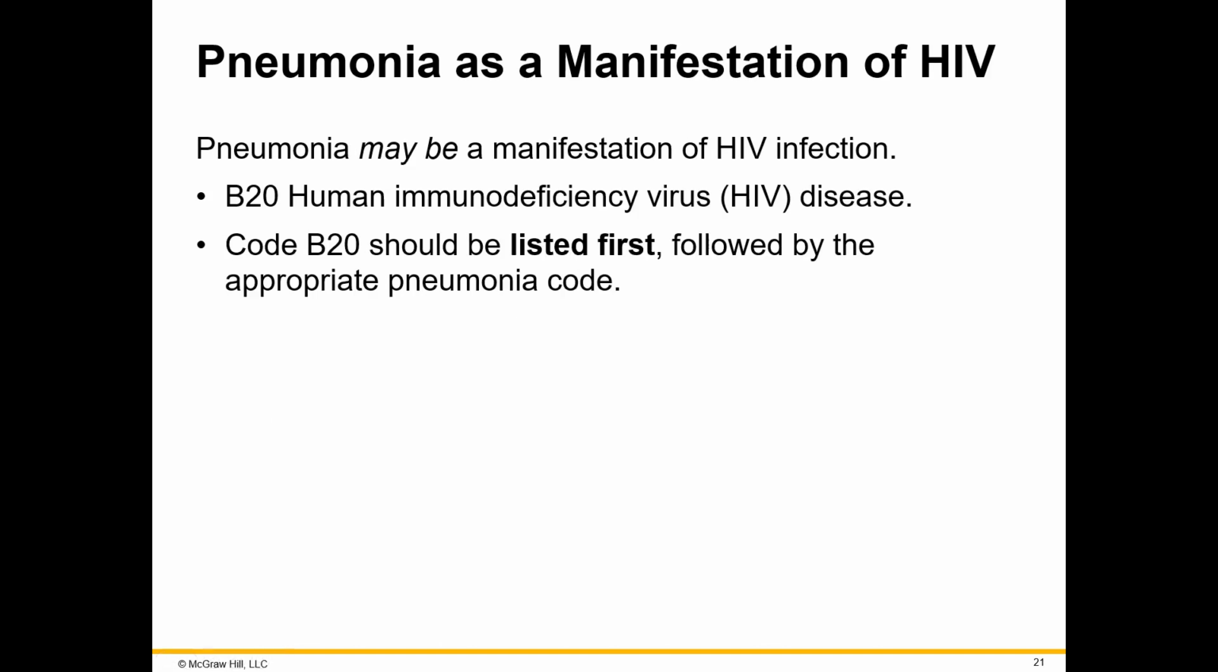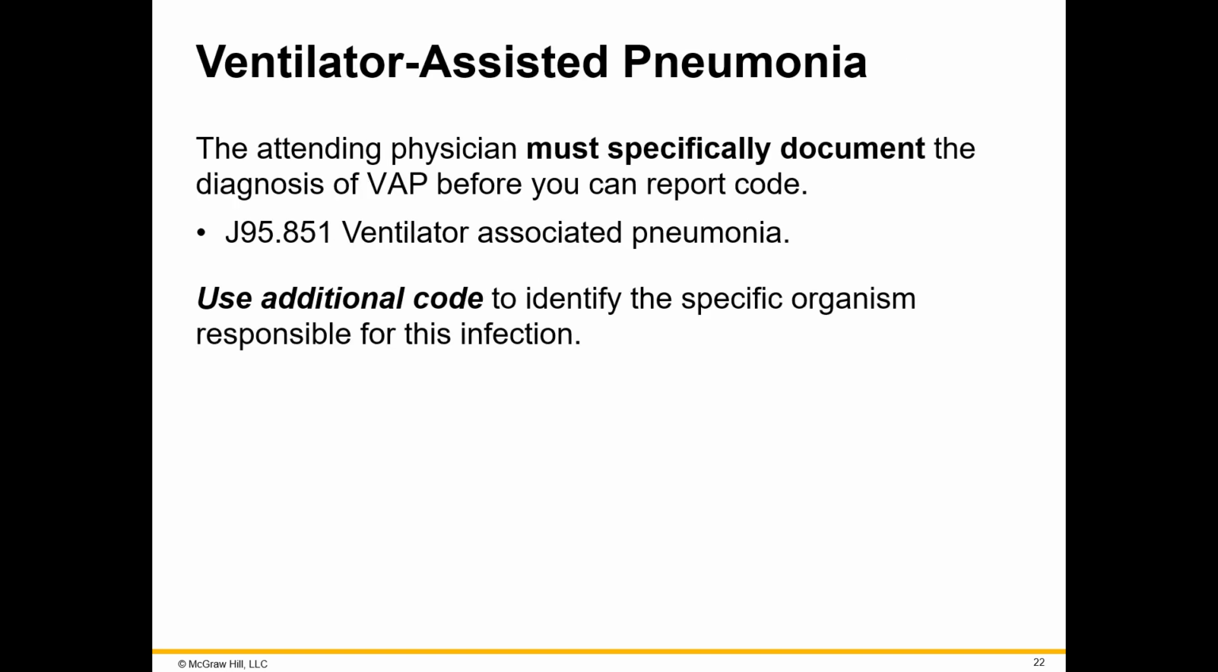Pneumonia as the manifestation of HIV. Pneumonia may be a manifestation of HIV infection. B20 human immunodeficiency virus, HIV disease. Code B20 should be listed first, followed by the appropriate pneumonia code.